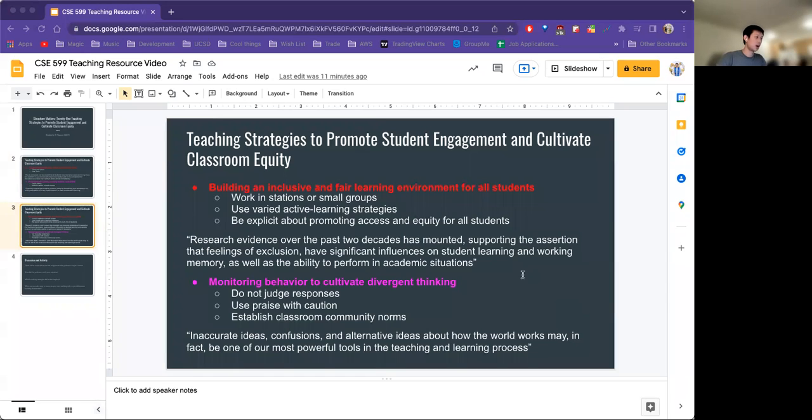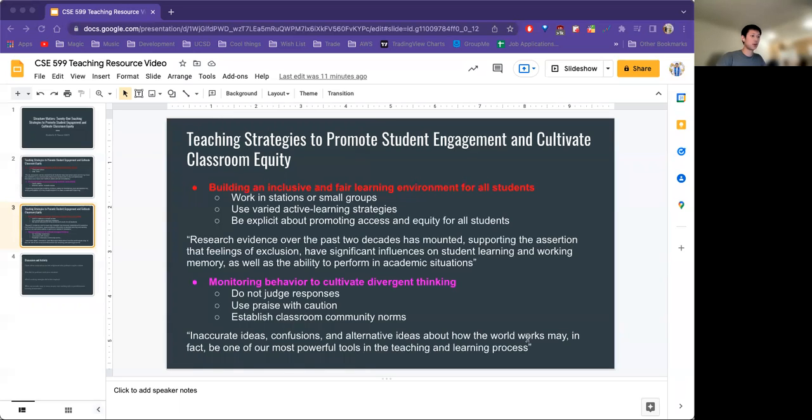Last but not the least, monitoring behavior to cultivate divergent thinking. We can use the following techniques: do not judge responses, use praise with caution, and establish classroom community norms. Oftentimes, in response to those students who share answers publicly, instructors will subconsciously praise those students and say things like, "Fabulous answer, exactly, that's perfect." This may lead the rest of the students who are not participating to think that the response given was so wonderful that it is impossible to build on or exceed.